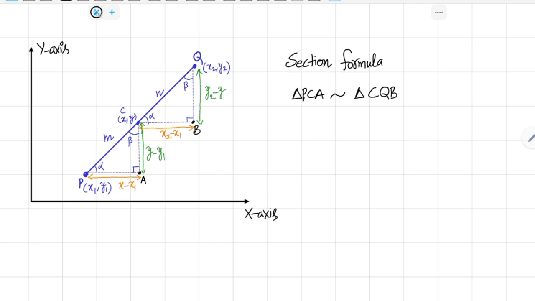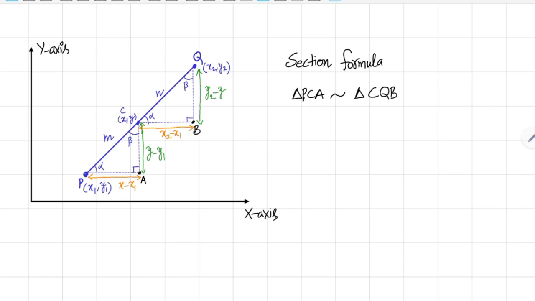Why are we considering them as similar triangles? Because if you observe, in these two triangles this angle is a right angle and this is also a right angle, and these two angles are also equal. Why? Because line PA and line CB are both parallel to each other. Therefore, it acts as a transversal, and hence these two angles are equal. Similarly, these two angles are equal. That's why we are considering triangle PCA and triangle CQB as similar triangles.